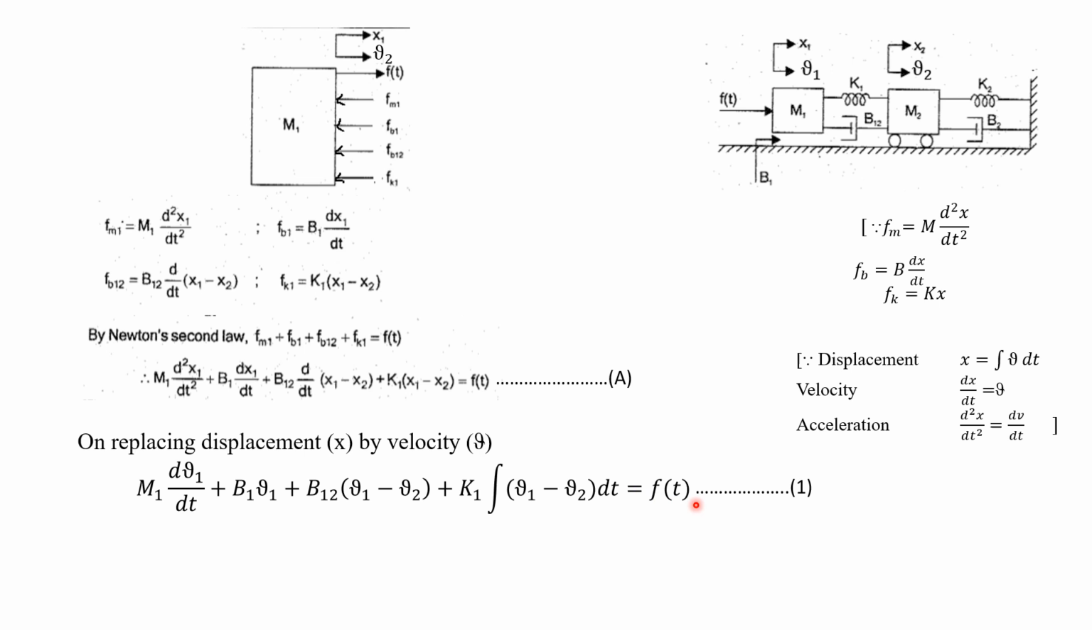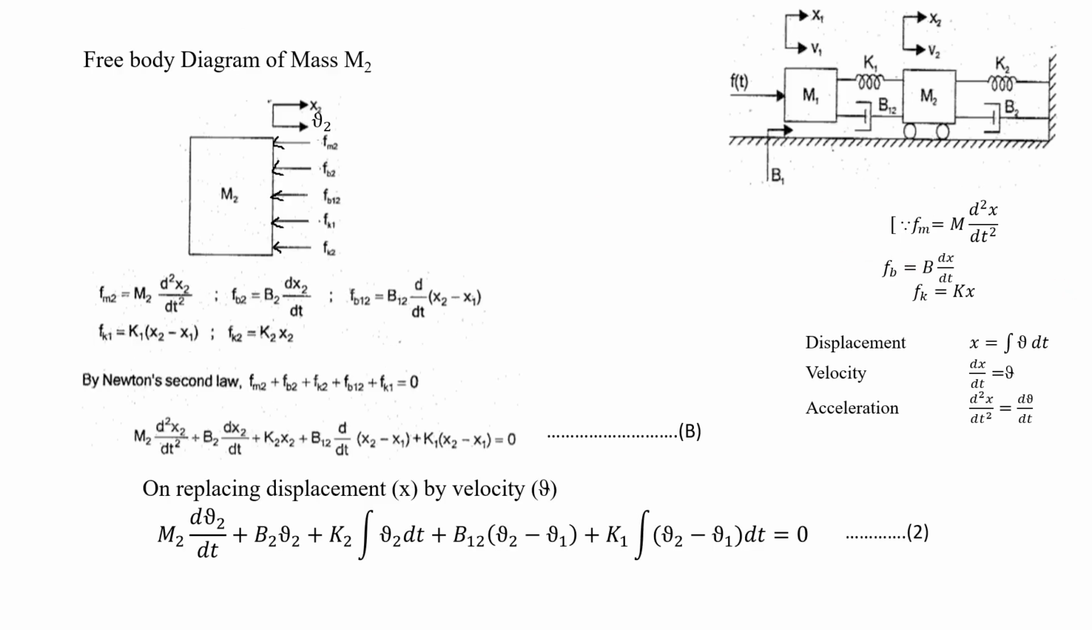So this is equation number 1, the equation which is obtained for the mass m1. Similarly, we have to draw the free body diagram for mass m2. For mass m2, when we are considering it, it will be represented like this, and the corresponding displacement as well as velocity will be represented immediately after drawing this mass: x2 as well as v2.